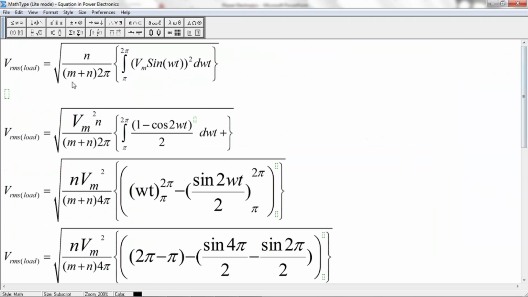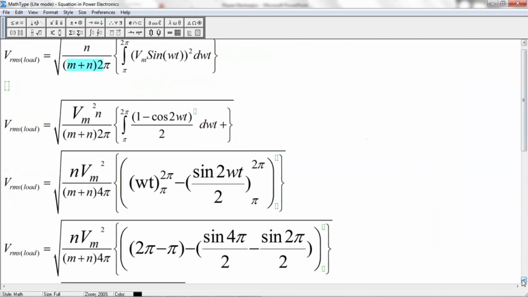Because what is the total time here? See, total duration is m plus n into 2 pi. Out of that, n into these many cycles we are integrating. Okay, I can show you again, so please go through that. This simple 1 minus cos 2 omega t, pi to 2 pi.